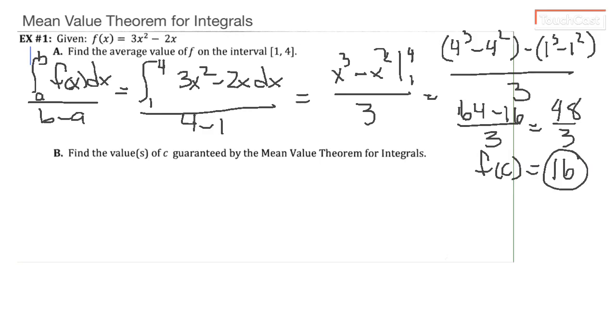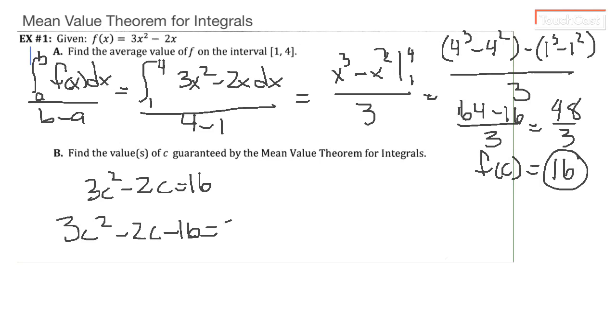So now we want to figure out what values of c could potentially give us 16. We're going to take our 3x squared minus 2x and just replace the x's with c. So 3c squared minus 2c, and then set that equal to 16. Now to solve this for c, I'm going to move my 16 over. So I'm going to have 3c squared minus 2c minus 16 is equal to 0.